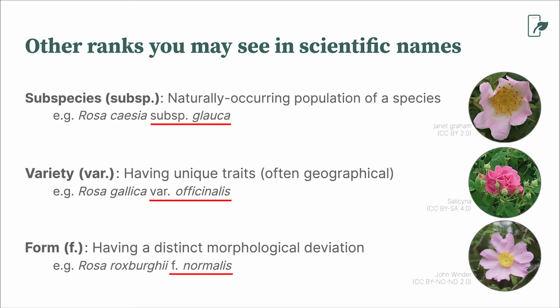And you might also have a form. Again, you see here from this scientific name that the form is denoted by f. And in this case, the form is normalis. In the case of forms, usually this is a very specific, very distinct deviation from some of these other ranks, whereby it often is also color related as well. So these are some of the ranks that you might see in a scientific name.